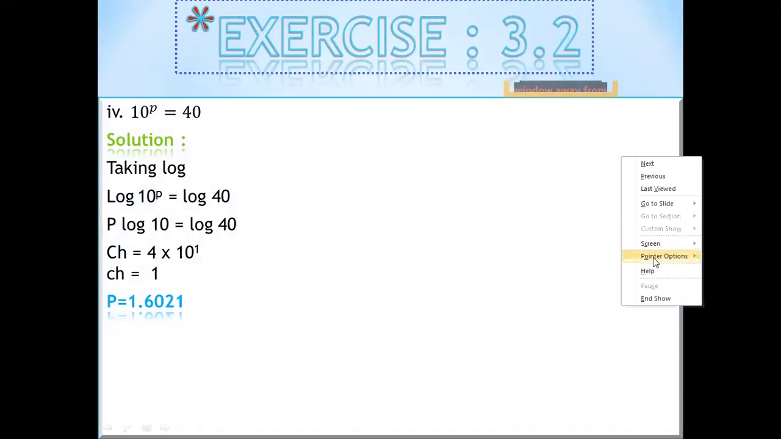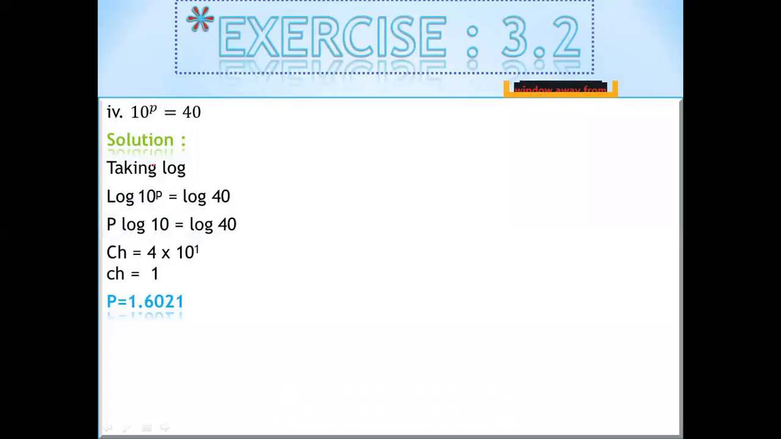In the fourth part, 10 raised to the power p is equal to 40. We cannot simplify this because it is already given in the exponential form. It means that we will convert it to log. We take the log of both sides. P log 10 is equal to log 40.